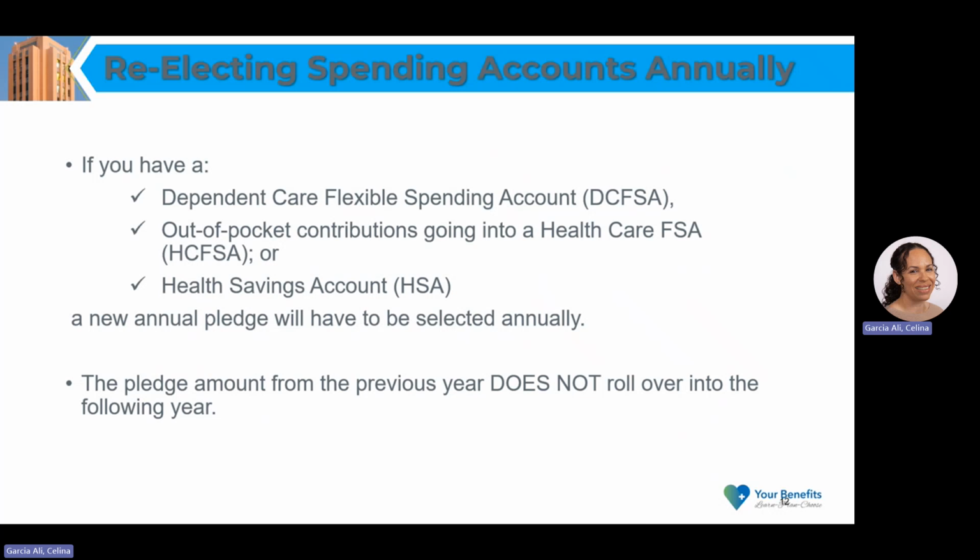If an employee has a spending account in any given year, re-electing a spending account needs to happen annually. If you have a dependent care flexible spending account, if you have out-of-pocket contributions going to a healthcare FSA, or if you have out-of-pocket contributions going to a health savings account, HSA. Again, a new annual pledge will be needed if you meet the conditions above on the slide. The pledge amount from the previous year does not roll over into the following year.